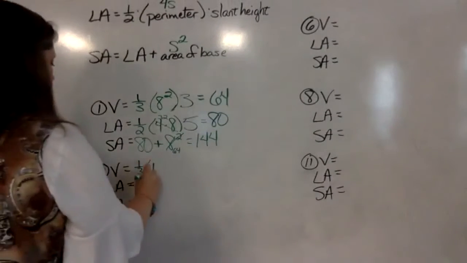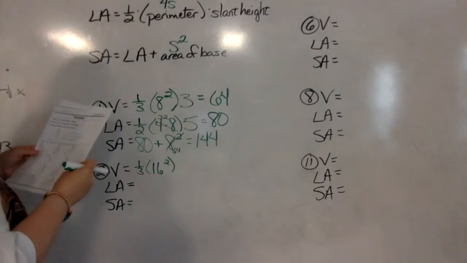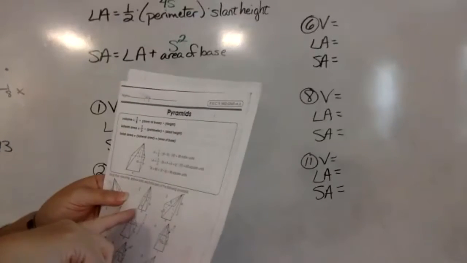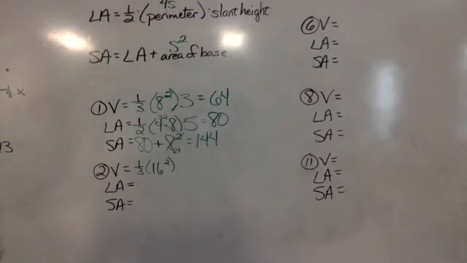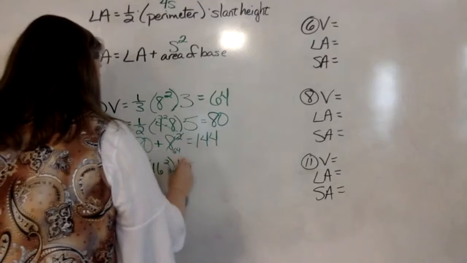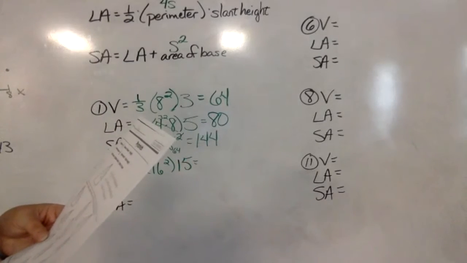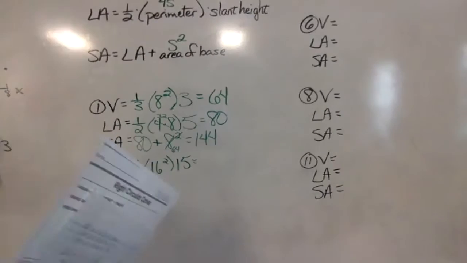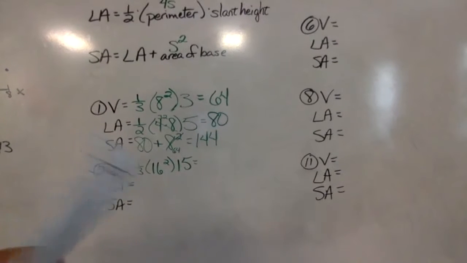Okay. So I have 16 squared, and then my height. Now on this one, it's kind of hard to tell which one is which. The height that's on the inside is actually the 15. It's just they didn't do a very good job labeling it. But the 15 is next to the one that's going up and down inside, so that's your height of the pyramid. So you have 1/3 times 16 squared times 15.